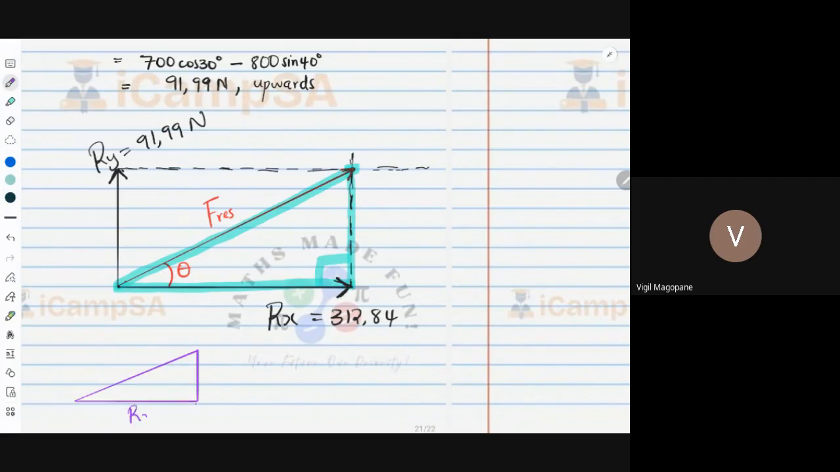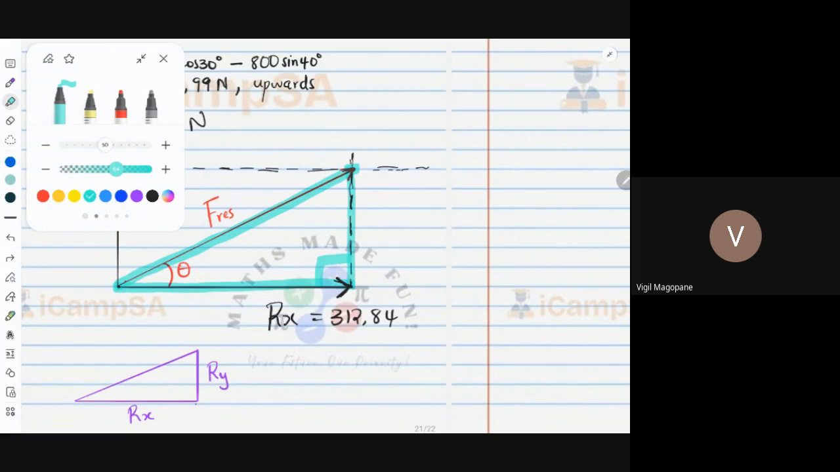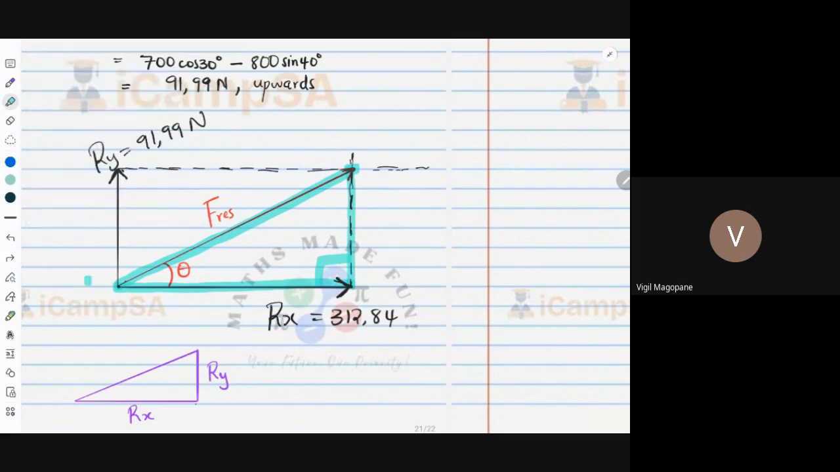We have Rx and we have Ry. By the way, this side of the right angle triangle is the same as that side. So I could have drawn it here as well and I would have gotten the same answer. But I draw it where my theta is located, so it's easy to see everything.